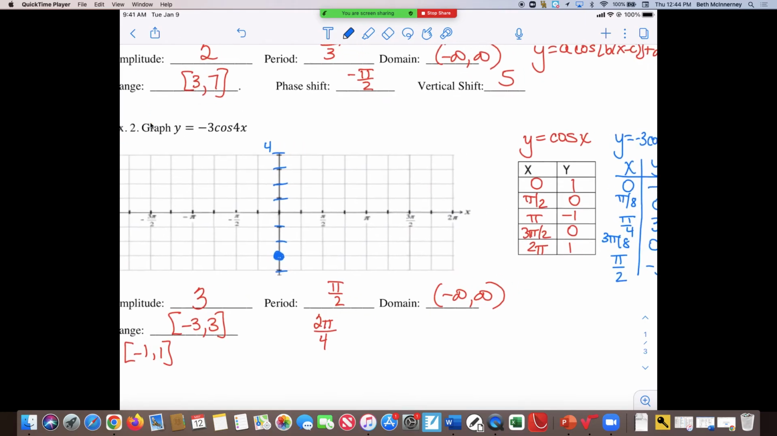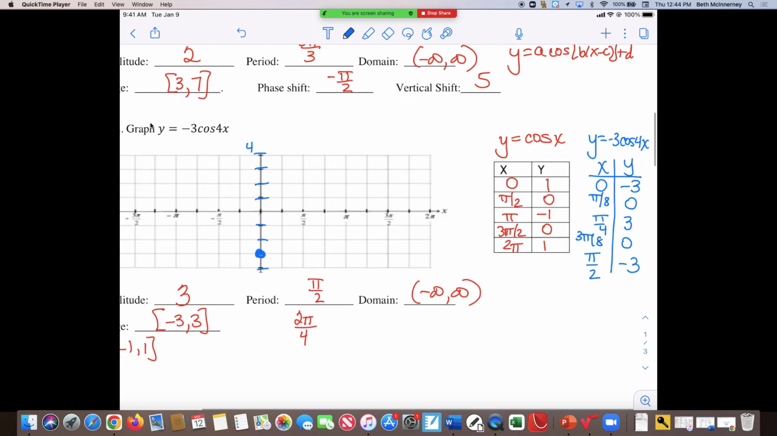To get pi over 8, that's this little tick here. We're going to have to make little ticks for ourselves. So that's going to go 0. Pi over 4 goes up to 3. 3 pi over 8 is 0. And pi over 2 is back down to -3.